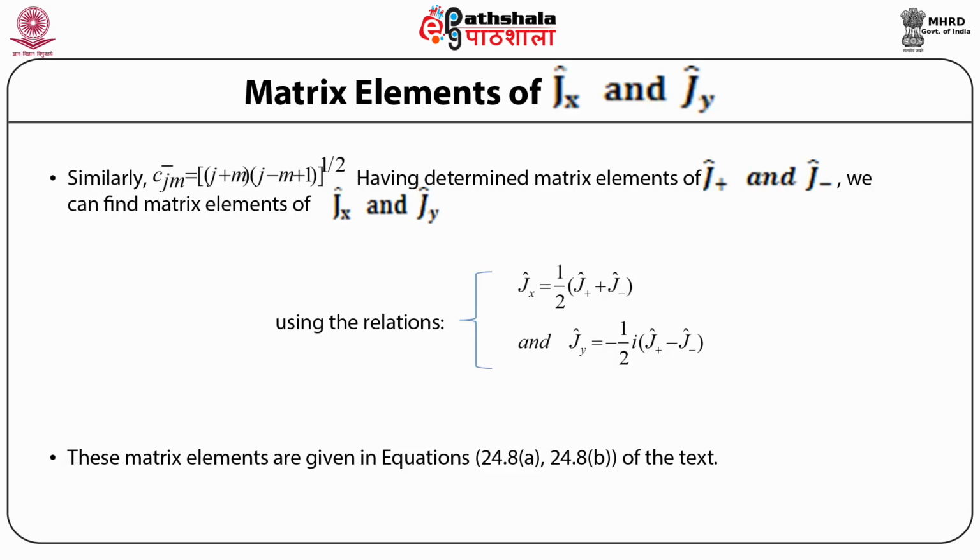Here it is important to keep in mind what we have already discussed earlier, that the operator J plus is the incremental or the creation operator for the angular momentum eigenvalues, while the operator J minus is the decremental or the annihilation operator for the angular momentum eigenvalues.